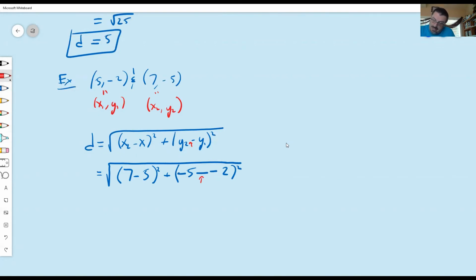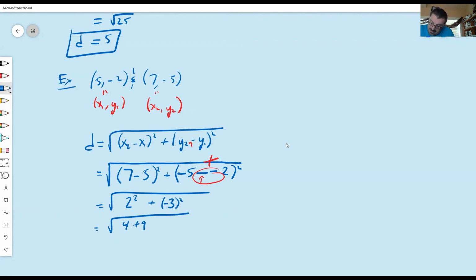So these two minuses right here become a plus. So the square root, 7 minus 5 is 2 squared, plus minus 5 plus 2, so minus 3 squared. Or 4 plus 9 equals the square root of 13.